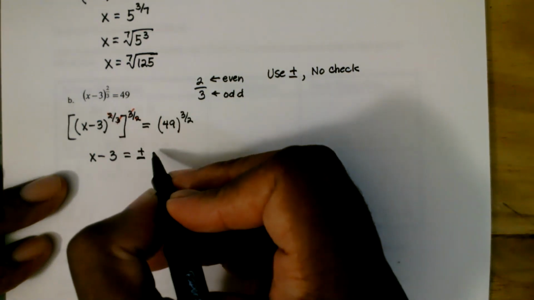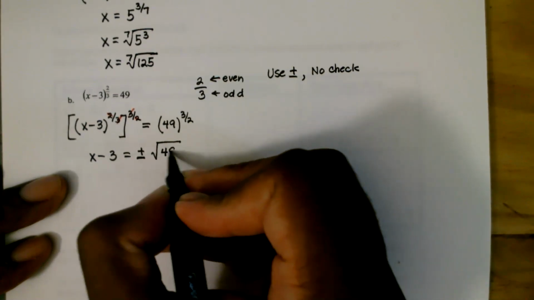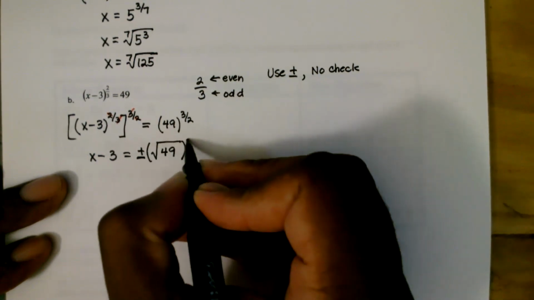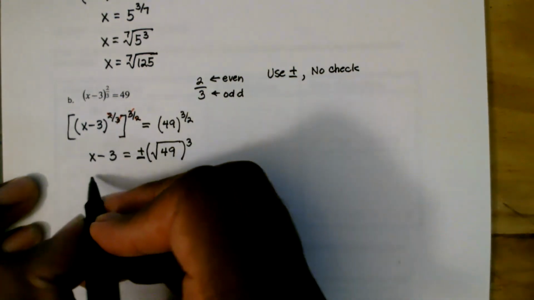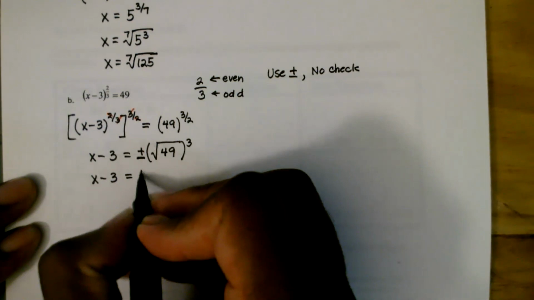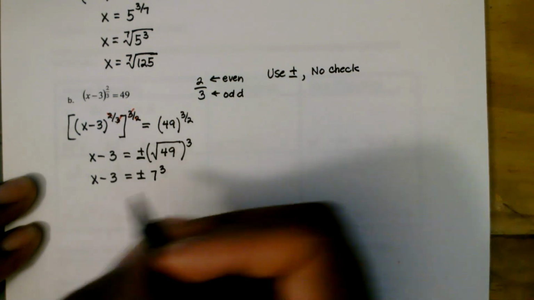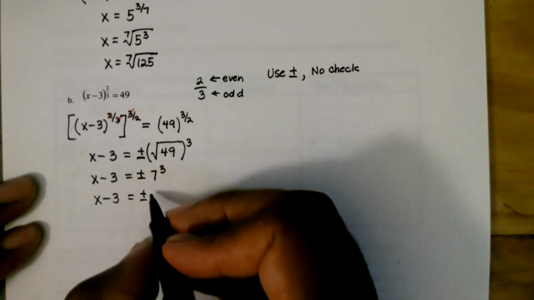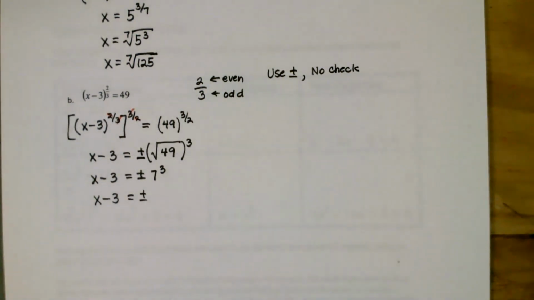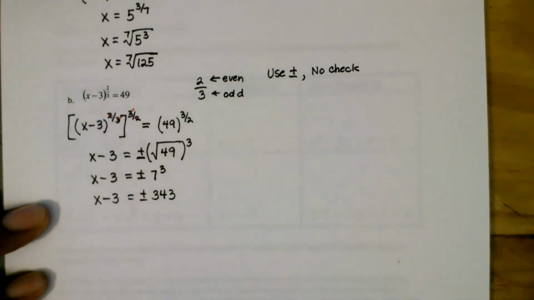Let's see, 49 to the 3/2. I can write that as the square root of 49, and that's going to be cubed. Now, what's the square root of 49? That's going to be 7. So I get x minus 3 equals plus or minus 7 raised to the 3rd power. And then 7 to the 3rd power will be 7 times 7 times 7, which would be 343. So I get x minus 3 is equal to plus or minus 343.